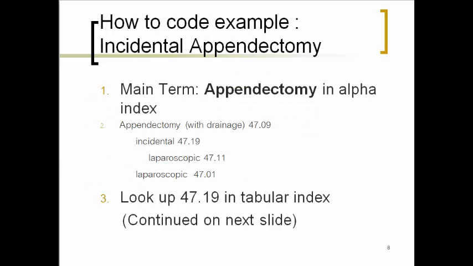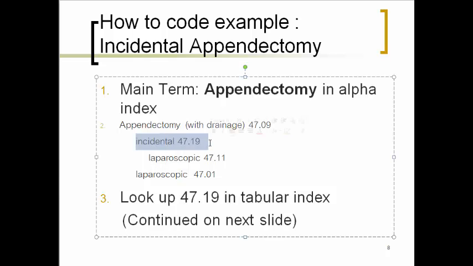Here's an example of how to code. An incidental appendectomy. The main term would be appendectomy. A couple things to remember here. Once you locate that in the alphabetical index, we see appendectomy. You see that in parentheses is "with drainage." Remember, that's your non-essential modifier and is included with the appendectomy code. We have 2 choices for incidental, 47.19 or laparoscopic 47.11. We don't have any indication that we used a scope, so we're going to go with the incidental code of 47.19. And now we're going to go to the tabular index.